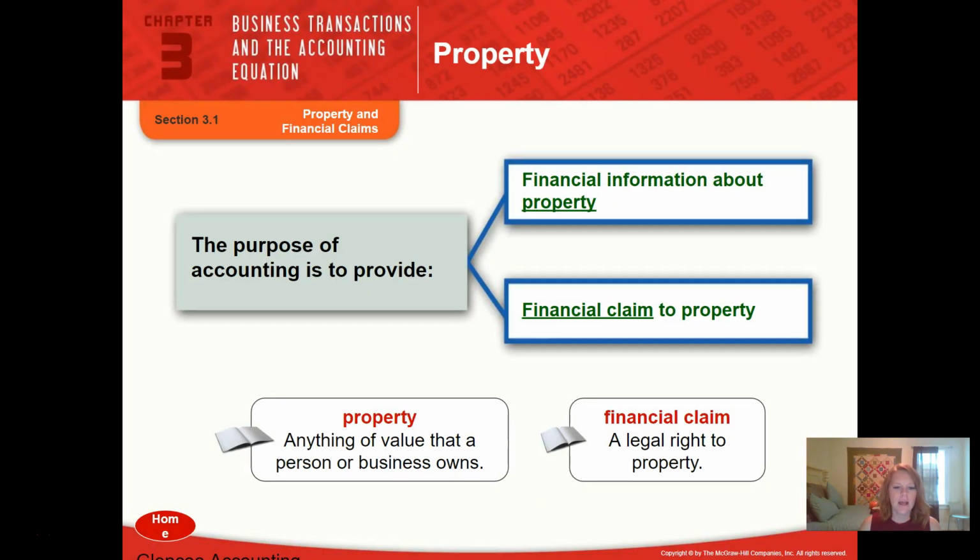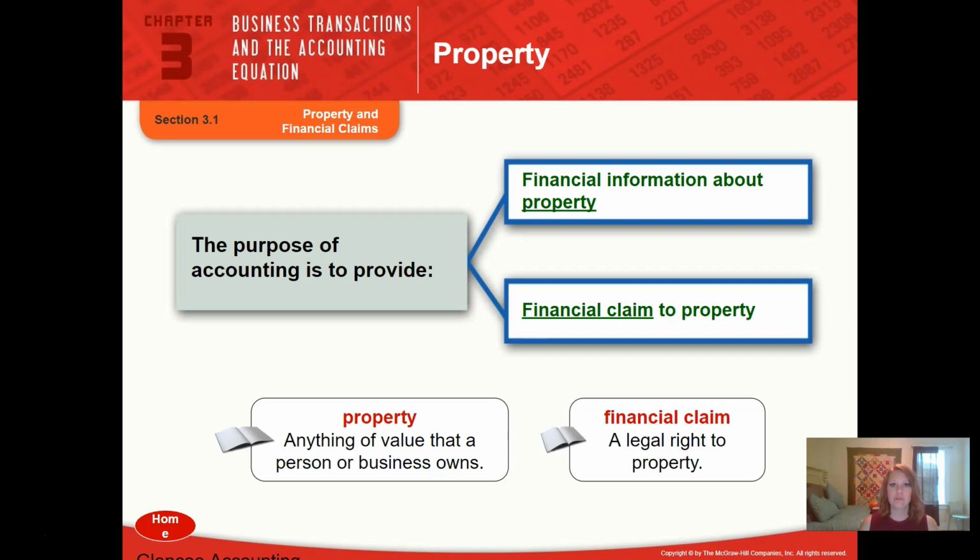All right, so property is anything of value that a person or business owns. So when you're looking at property that a business owns, if you're looking in the classroom, it would be the desks, the chairs, the whiteboards, the bulletin boards, the cabinets, anything that is actually owned by the business. A financial claim is the legal right to that property. So let's say that I bought all these tables in my classroom and I had to borrow money from the bank to buy them. The bank owns the tables because I borrowed money from them. As I pay the bank off, that financial claim transfers to me.